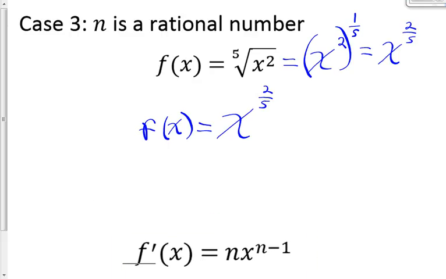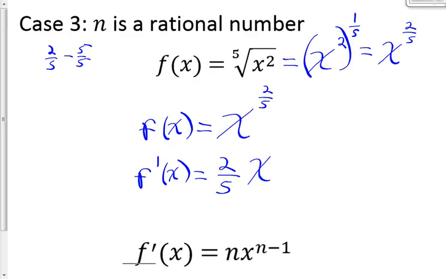So this says that the derivative f prime of x is equal to n. In this case, n is the number 2/5, times x to the n minus 1. Well, 2/5 minus 1 is 2/5 minus 5/5. 1 is 5 over 5, right? And 2/5 minus 5/5 is negative 3/5. So the exponent here is negative 3/5. So once again, I have n, which is 2/5, times x, the independent variable, raised to the power of n minus 1. 2/5 minus 1 gives me negative 3/5.